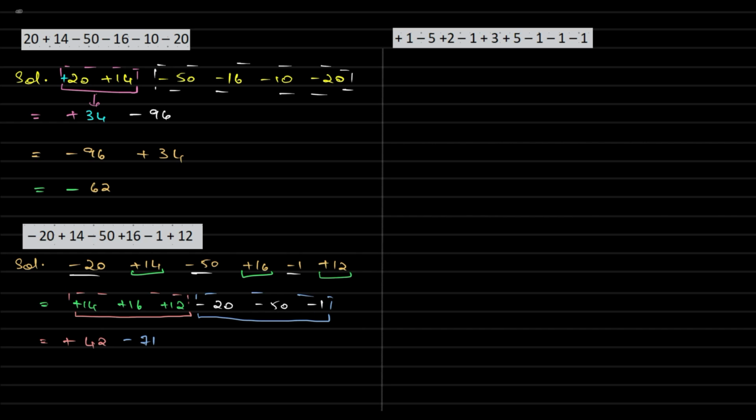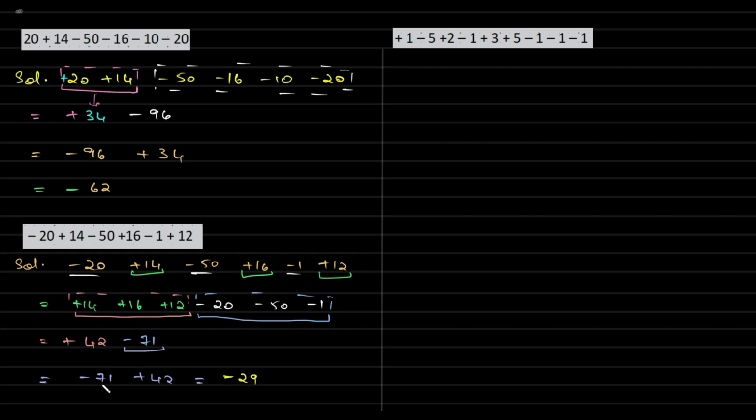Now I will rearrange. Remember the negative sign is associated with 71, so it will be negative 71, and positive 42 is positive 42. After solving this, what do you get? Negative and positive is what? Subtraction. And since the biggest number is negative, I'll write negative. You need to understand this key: decide on the sign first and then go with your actual subtraction. So 71 minus 42, you get 29.